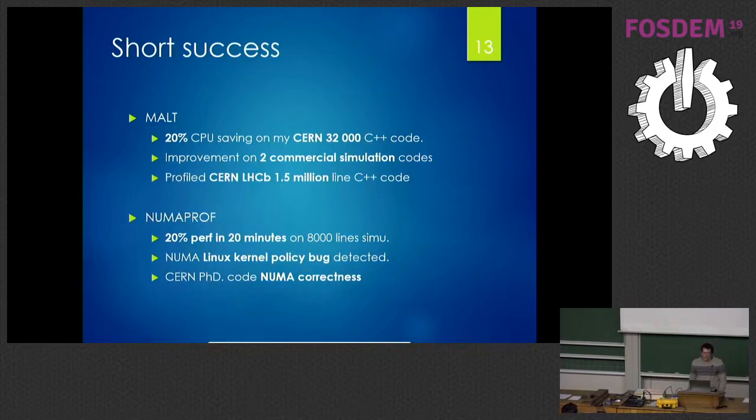I also detected a Linux kernel bug about NUMA policy. It was detected by Red Hat 2 weeks before, so I didn't have to report it, but at least the tool was showing me directly the thing, so it was really nice. And it was also validated by a CERN PhD student, who was checking the NUMA correctness of his application. So in this case, no gain, but at least the tool confirmed that he made the thing right. So that was nice.